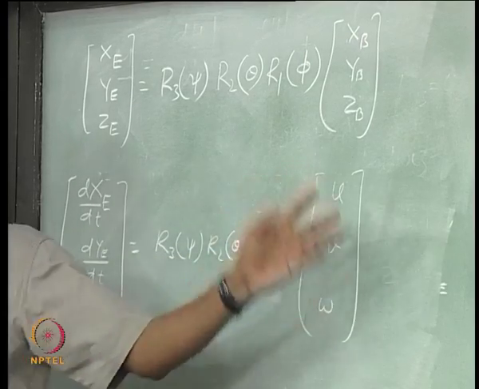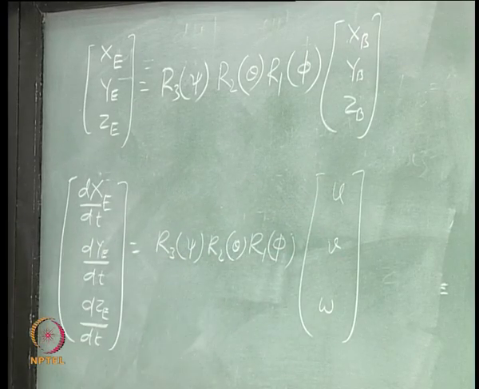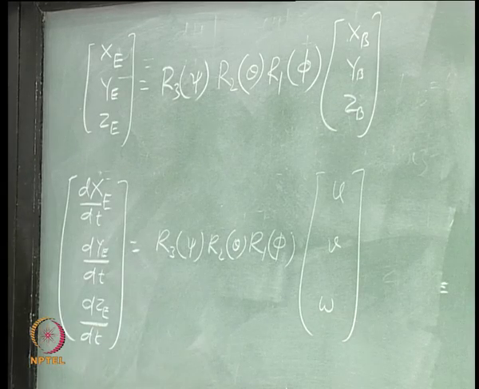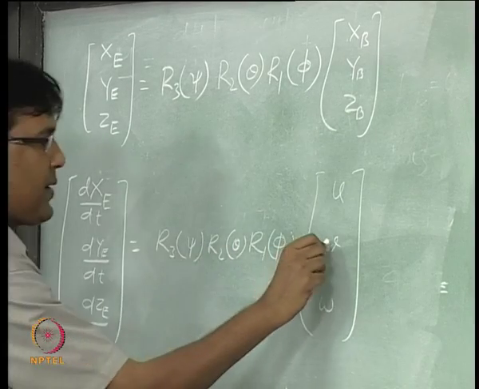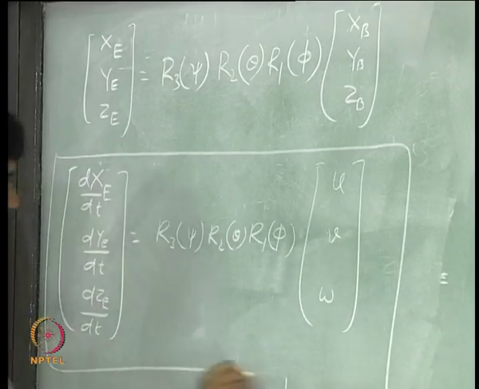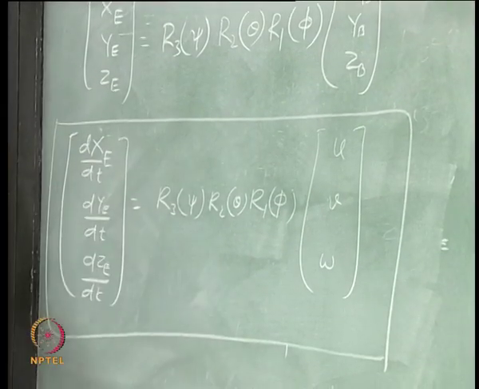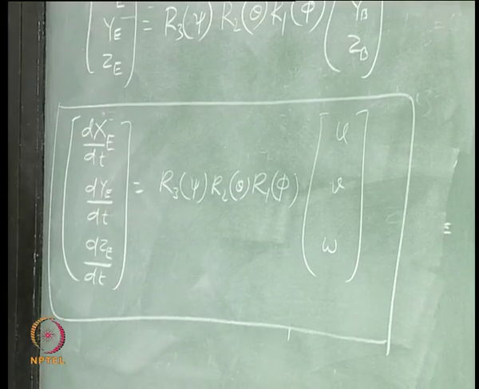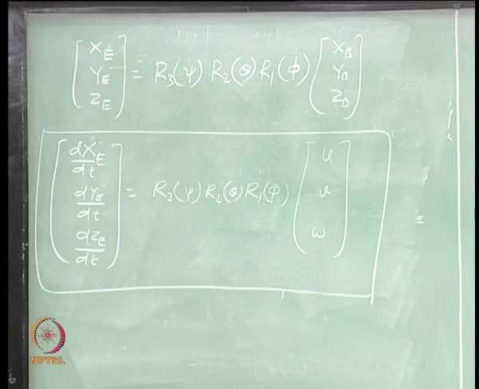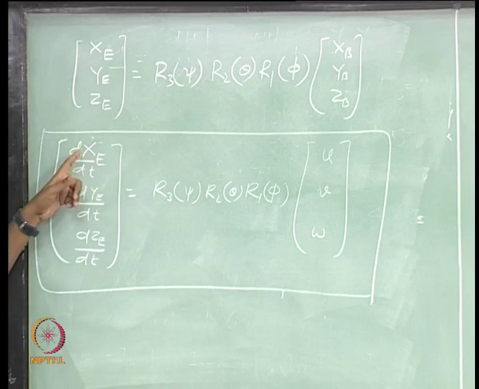u, v, w are the velocity of the aircraft, right, along x b, y b and z b axis. So, another 3 equations, right, we already wrote 6 equations earlier plus 3, now we have 9 equations, right. So, so far we have written the equations only for knowing the location.